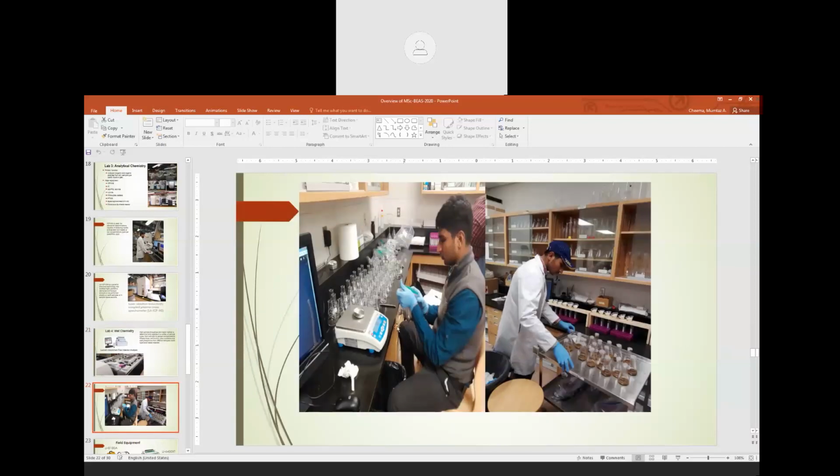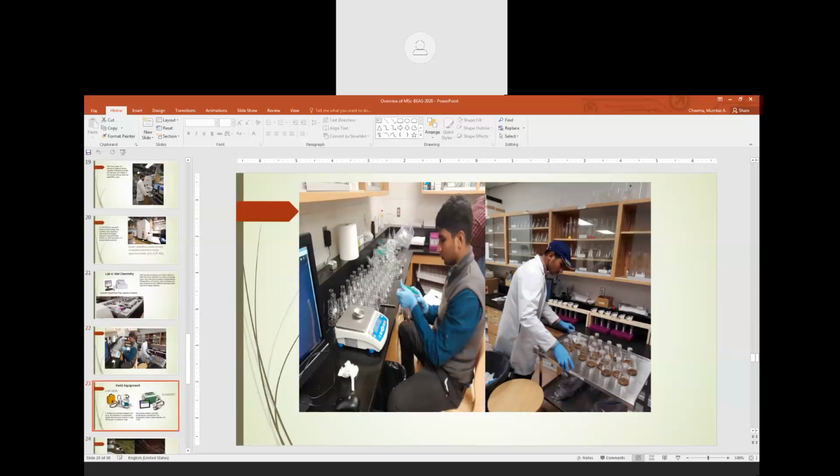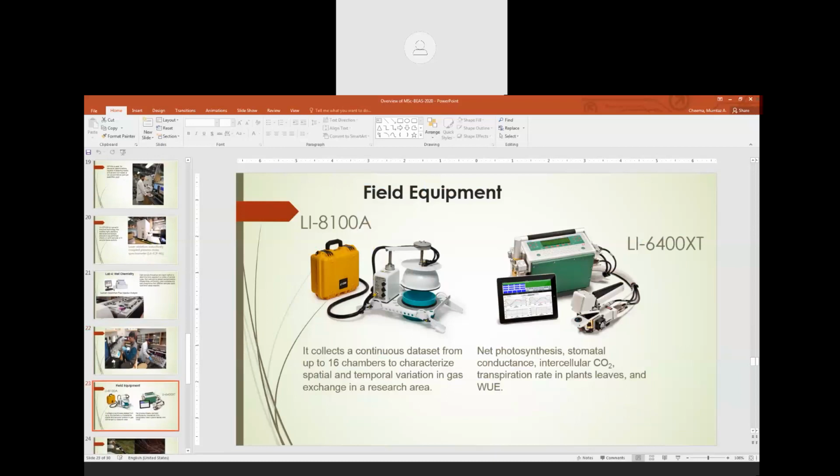This is one of our grad students who is doing sample preparation and using this auto analyzer for nitrogen, nitrate, and ammonium determination. These are the two field equipment which I mentioned initially. This is a Licor 6400 XT for determining net photosynthesis. Additionally, we can get some information about stomatal conductance, intercellular CO2, transpiration rate in plant leaves, and water use efficiency using this. This is a portable system, and we are using it in our field experiment.